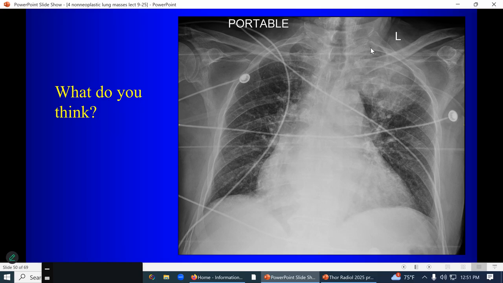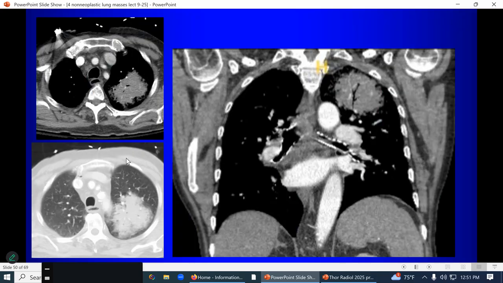This guy has this big round thing over there. Everybody thinks it's a lung mass. He goes to CT. What does it turn out to be? The patient has cough and fever. Pneumonia. So this turns out to be pneumonia.